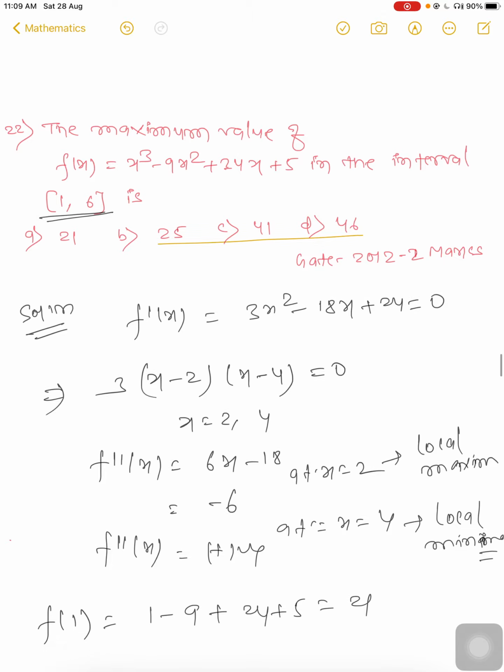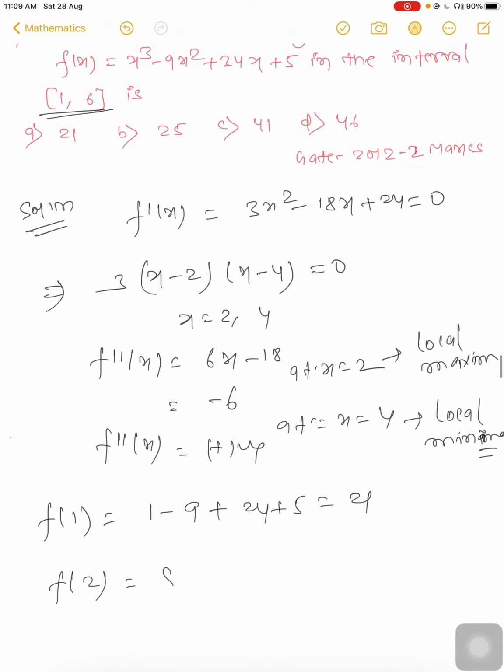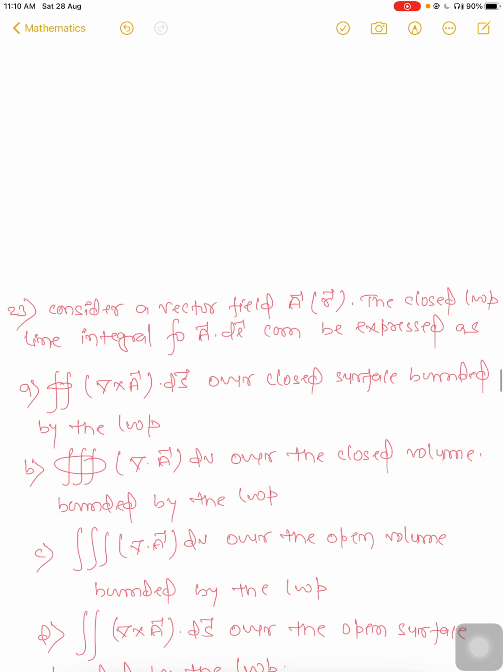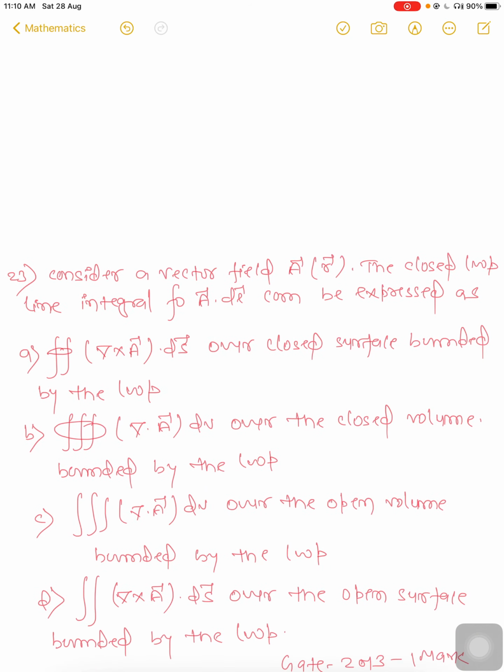Then at x equal to 2, the local maximum point we got, f(2) is 8 minus 36 plus 48 plus 5, you will get 25. f(6), you will get 41. So the maximum value is 41 at x equal to 6.